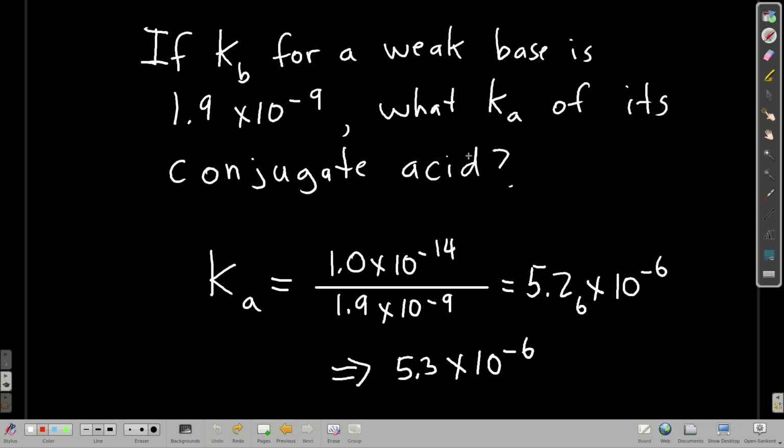So real quickly, how to use that? Let's say we know Kb from that example that we worked a little while ago, 1.9 times 10 to the minus 9th. We found that. What's the Ka for the conjugate acid of that weak base that we dealt with? Well, just plug into that expression I just showed you, and we find it's 5.3 times 10 to the minus 6th.